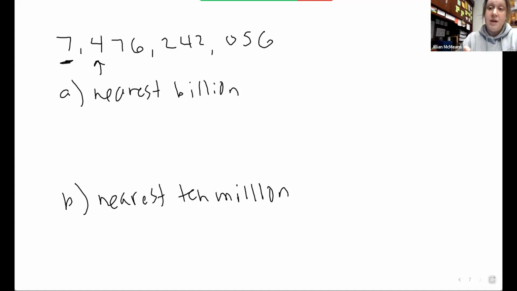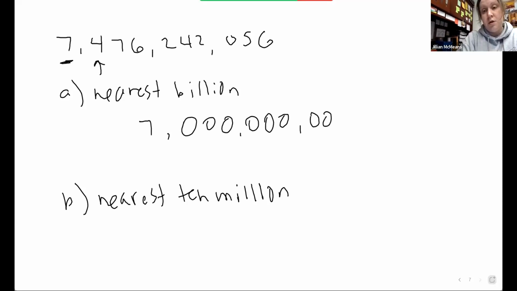Now remember the rules. If the digit to the right of the rounding digit is 5 or greater, you round up. If it's less than 5, you round down. In this case, we would round down. That means the rounding digit stays the same. And then everything after that, because we're rounding a whole number, just becomes zeros. So at this time, the population on Earth was approximately 7 billion people. It was closer to 7 billion than it was to 8 billion.